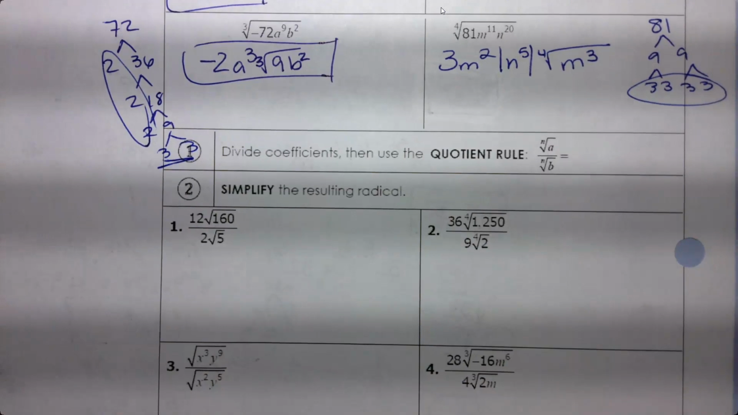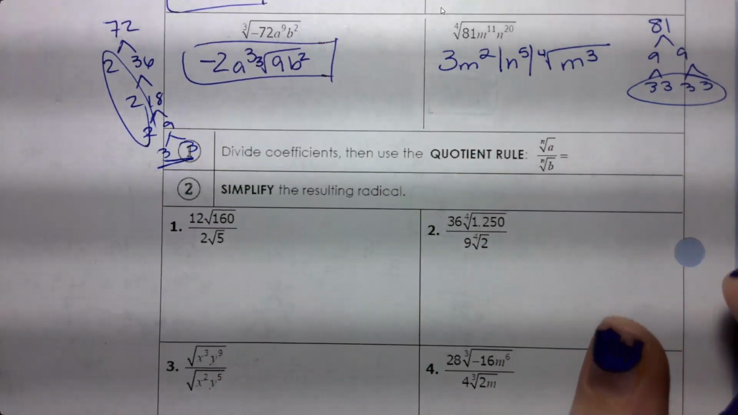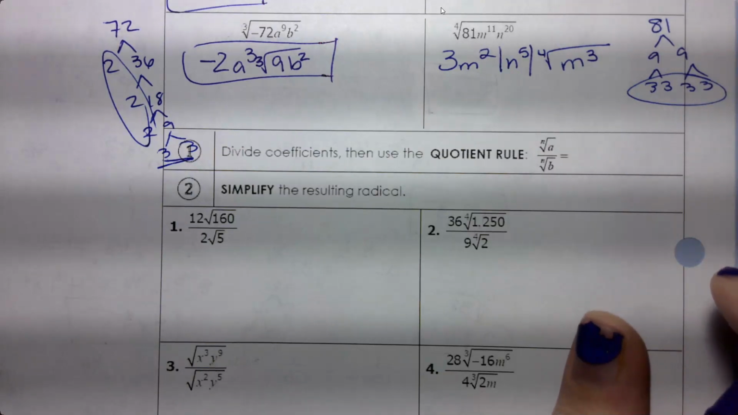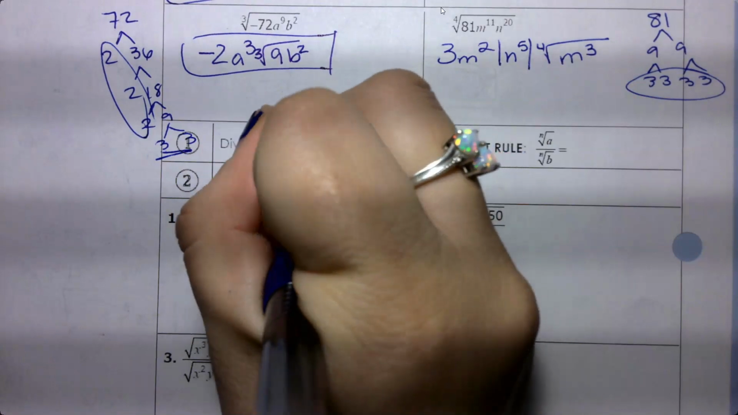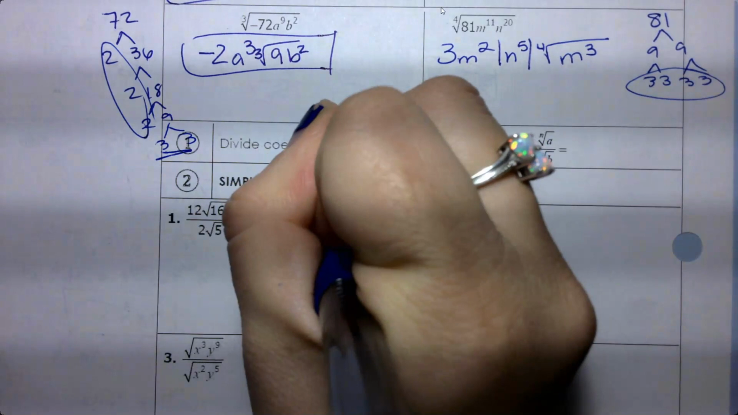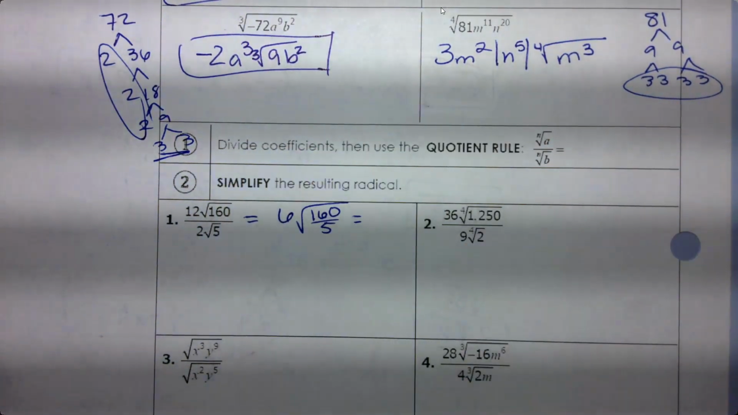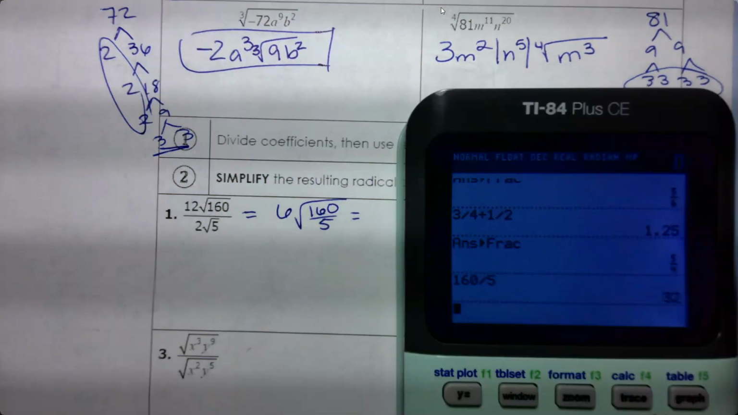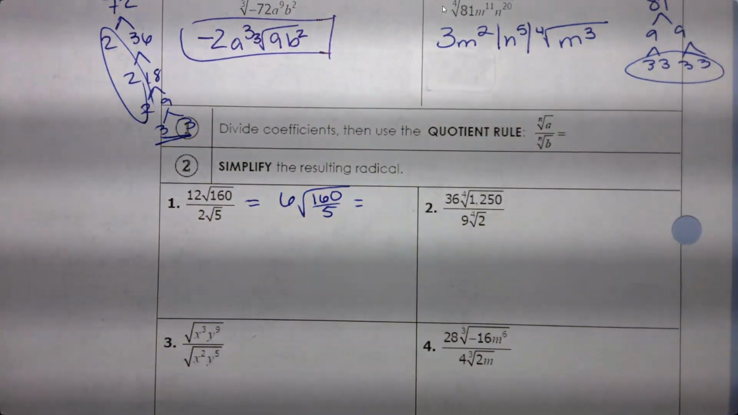My last ones, I want to divide my coefficients and then use the quotient rule and then simplify the resulting radical. So on number 1, I can divide 12 divided by 2. That's going to give me 6. And then I can turn this into one giant radical. I can turn it into 160 divided by 5, which I am not quite sure of. My calculator gives me 32. So I have 6 times the square root of 32.